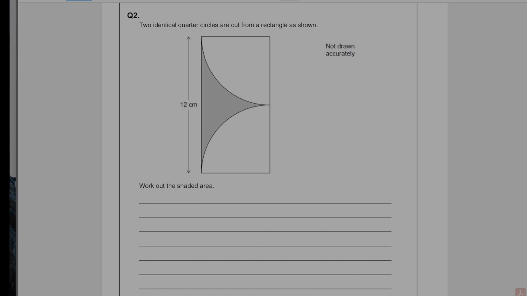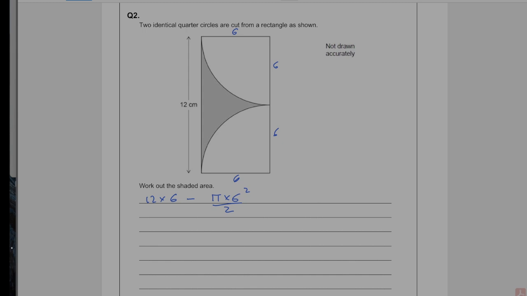Okay, question 2. Two identical quarter circles are cut from a rectangle as shown. Work out the shaded area. So to work out the shaded area, I'm going to treat it as a rectangle. If we're saying that this length here has got to be 6, 6, 6, 6, we want to do the area of the rectangle, which would be 12 times 6. And from that, I want to subtract the area of 2 quarters, which would be half the area of the circle. So I'm going to take away pi times 6 squared, all divided by 2, because I only want half the area.